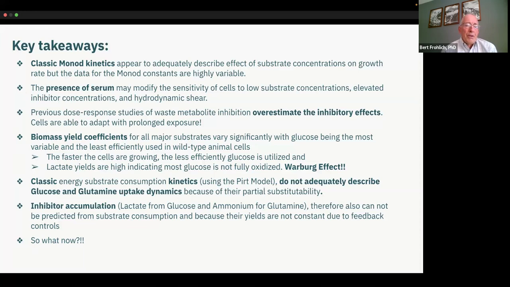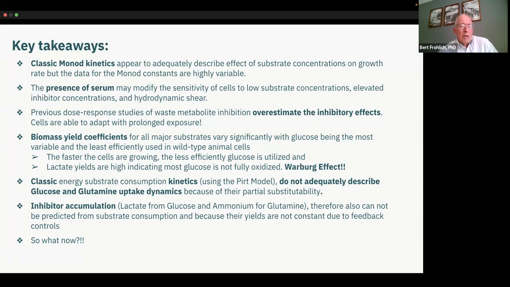We did point out the presence of serum may modify the sensitivity of cells, and so that does need some more investigation. The studies done for inhibitors, also those models seem to work fairly well there, but as we said, they tend to overestimate the inhibitory effects in the way that those experiments are executed. So, but I think if we had better data there, we could model those parts.